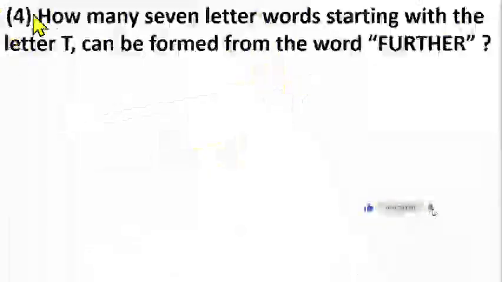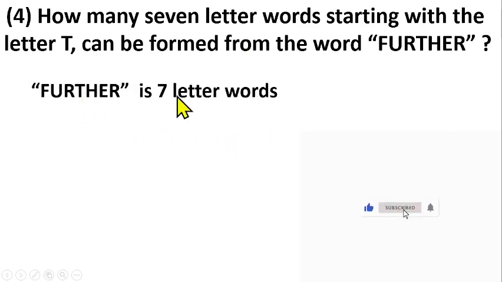Question number 4. How many 7 letter words starting with the letter T can be formed from the word FURTHER? This is from combination and permutation. So it's very simple. FURTHER has 7 letters. You want to form 7 letter words, and each of the 7 letter words must start with T. So that means you keep T, then the remaining 6 letters will be rearranged around that letter T.